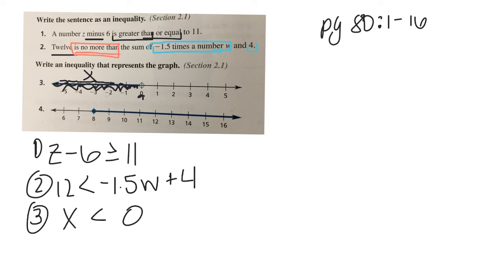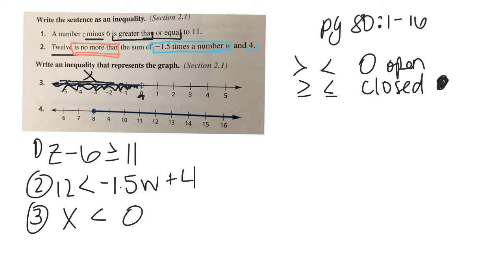Remember that greater than and less than without the line underneath, the not equal to, are open circles. And then greater than or equal to and less than or equal to are closed. So they would look like this. Okay, and then remember this is greater than, and these are less than. So those little things help.